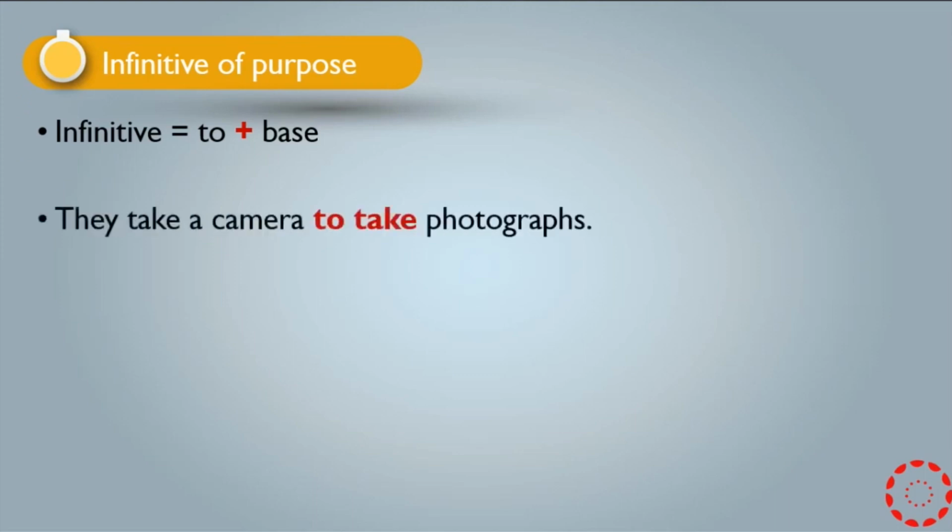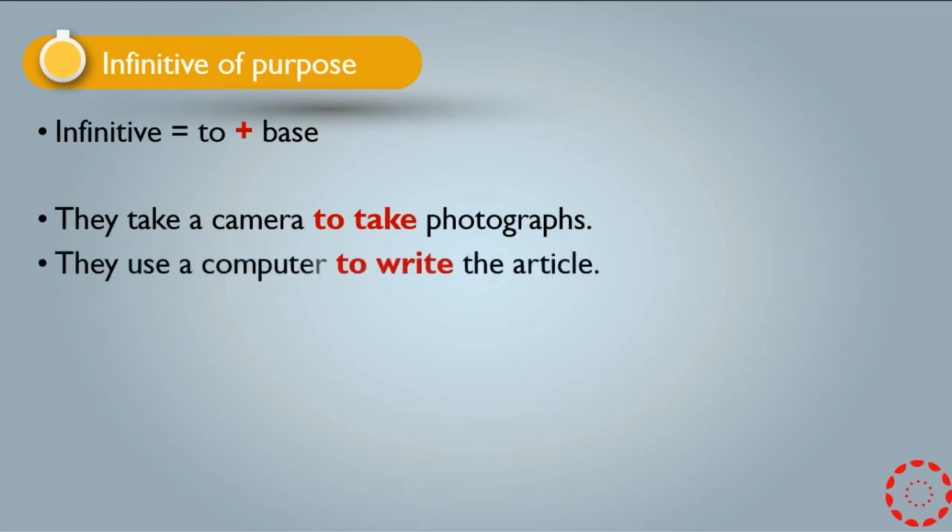For example, they take a camera to take photographs. As you see, to take here is the infinitive of purpose. Why do we use a camera? To take photographs. That's why this is called infinitive of purpose: something that you wanted to do, or intend to do. They take a camera to take photographs, or you can say they use a camera to take photographs.